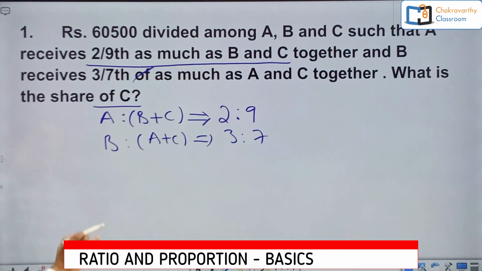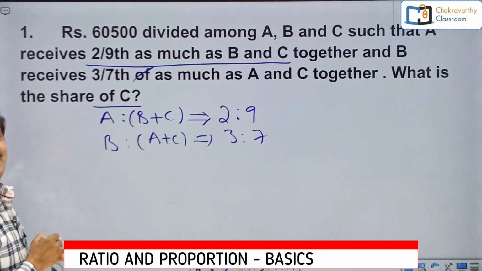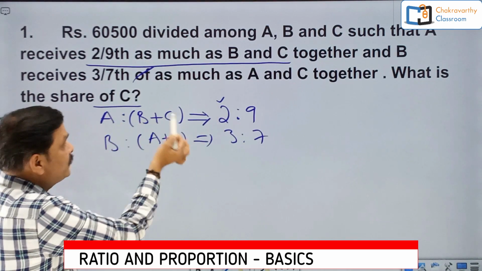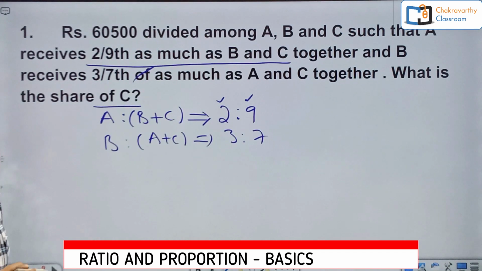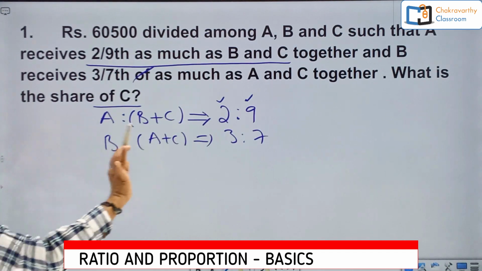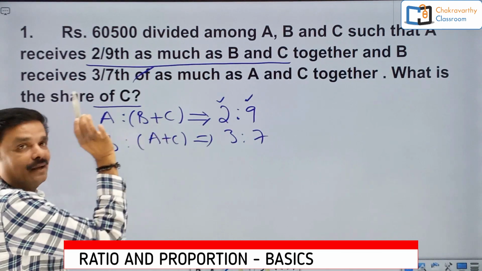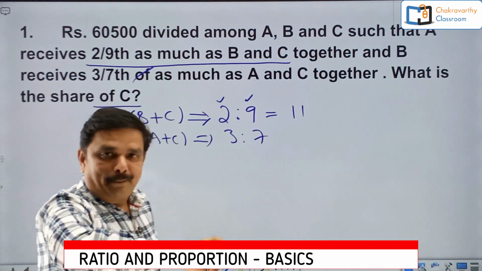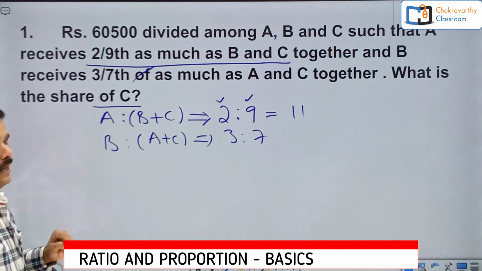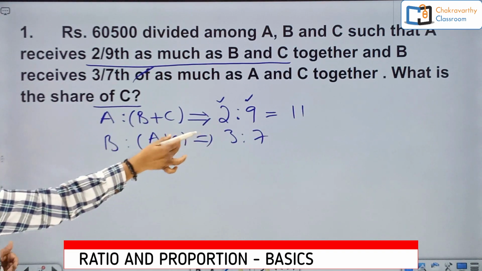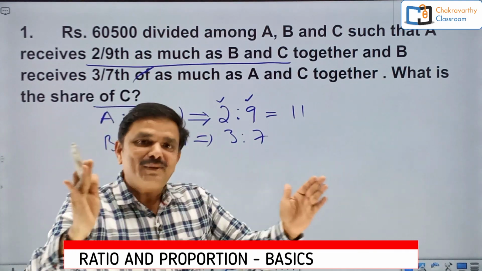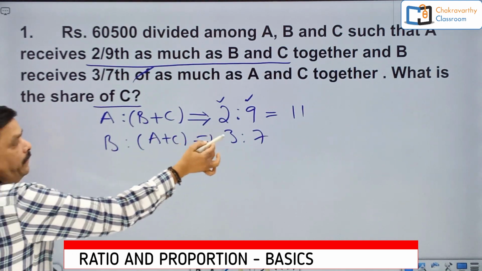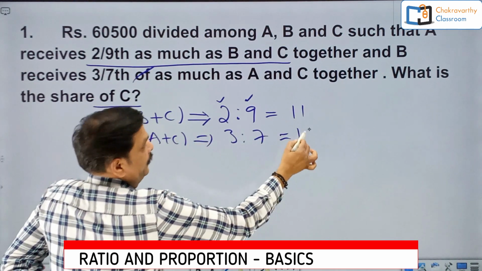Here you observe carefully. A is to B and C together. That means if A gets 2 parts or 2 rupees, B and C together get 9 parts or 9 rupees. That means if you add up A plus B plus C, that is nothing but 9 plus 2, 11. Got the clarity? A plus B plus C is 11. Now similarly here also the same thing, because the amount is same, the comparison is different, the ratios are different. Now here A plus B plus C is 7 plus 3, 10 only.